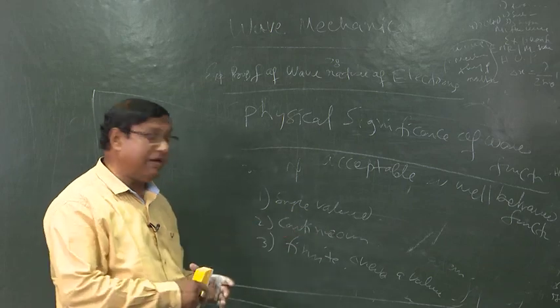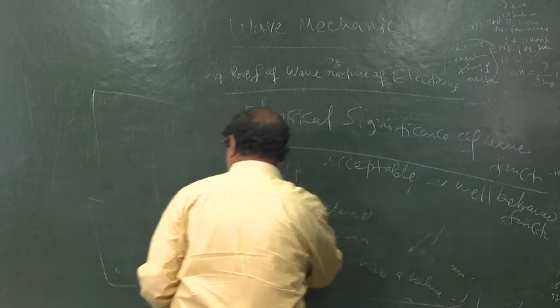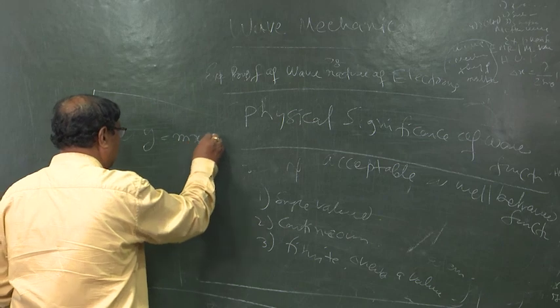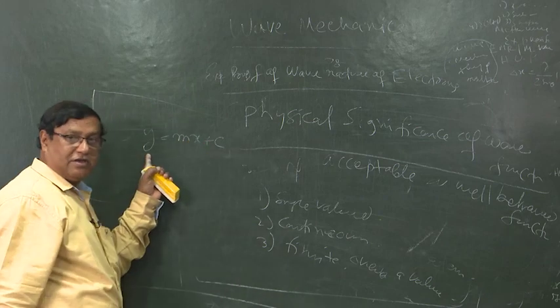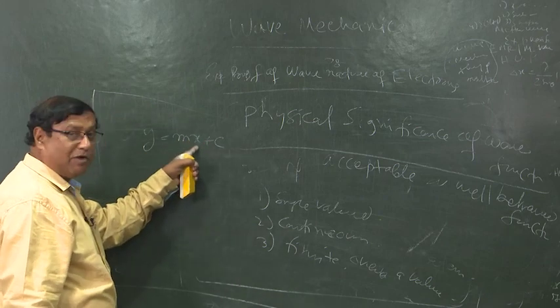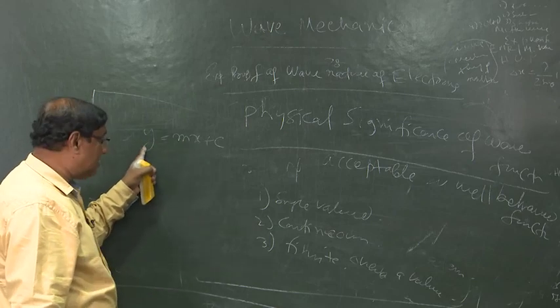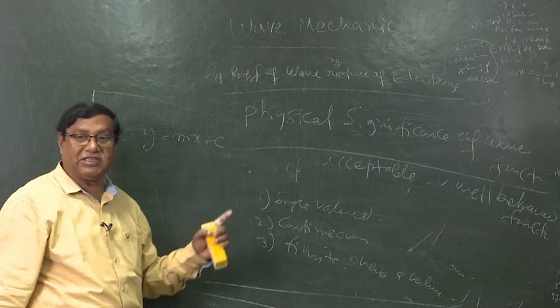So, it must be single valued, must be continuous, must be finite. It must be single valued. Suppose you take the equation y is equal to mx plus c. So, y is a wave function. For any single value of x we get one value of y. That means it is single valued, it is acceptable.